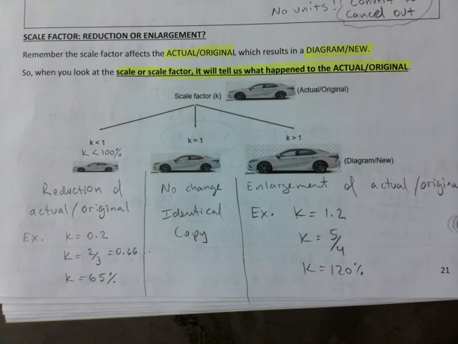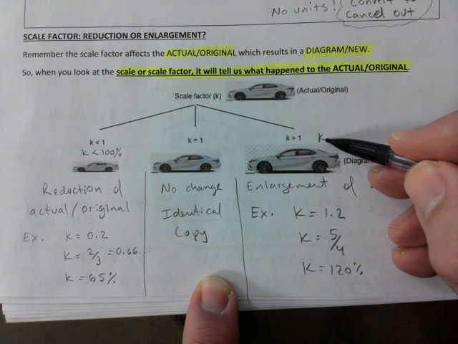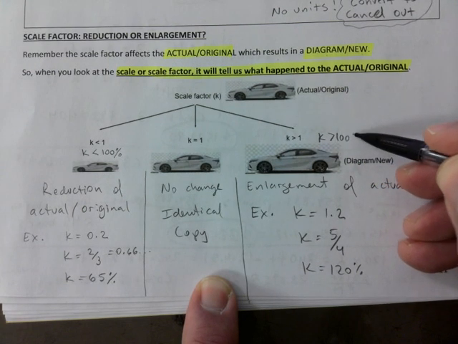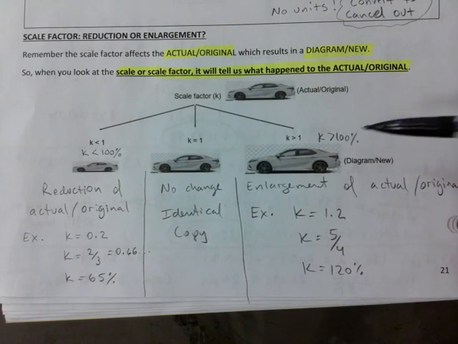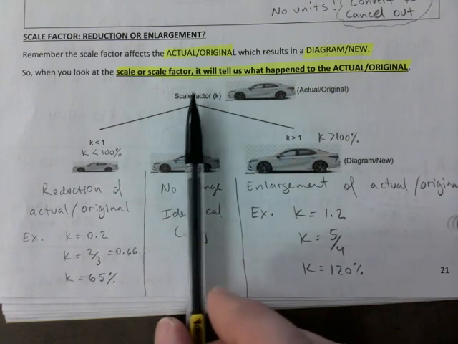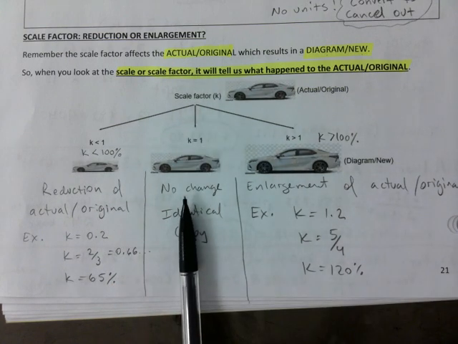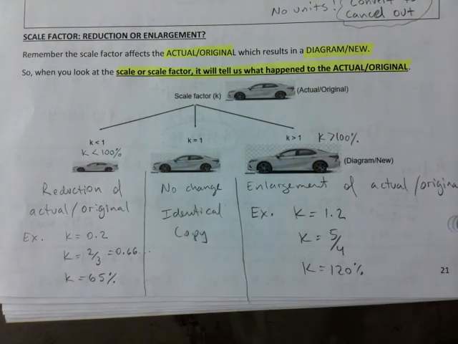Okay, let me just go up here and say k. If k is greater than 100%, right? Just don't forget about that one right there. K is greater than 100%, K is less than 100%. We don't really care about the middle other than knowing the concept that if K had been 1, no change is really going to happen. You're making an identical copy.